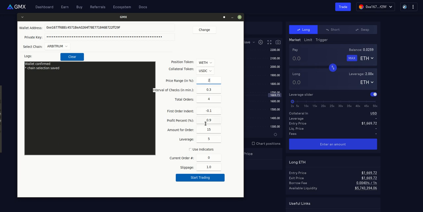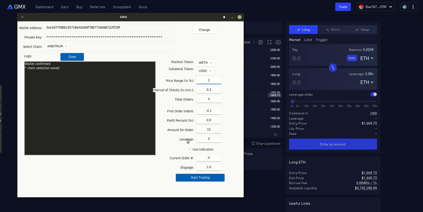Profit percentage, I oscillate my profit percentage between 0.6 and 0.9, because that's the best settings that ever worked for me in the 4 years that I run all kinds of grid bots. Then we have $15, 15 USDC per order, which means 15 times 4, that's 60.